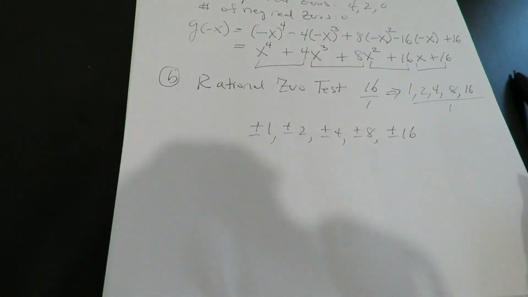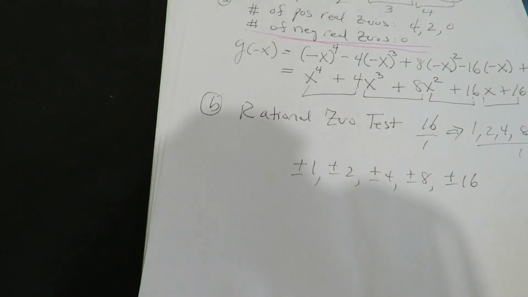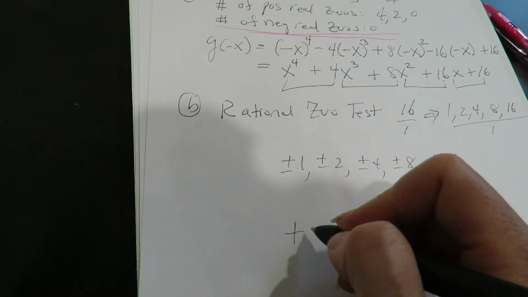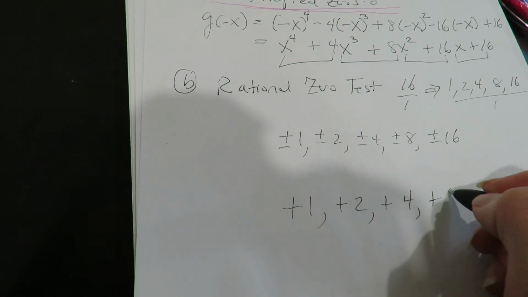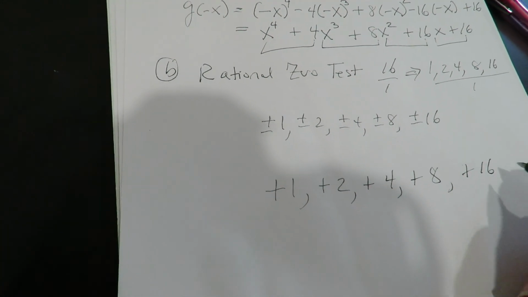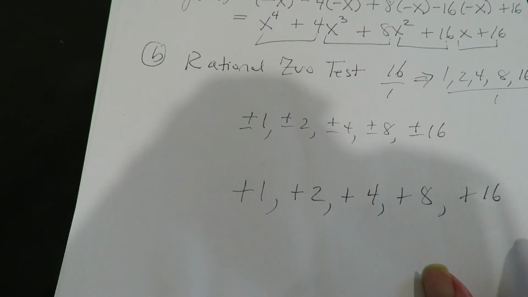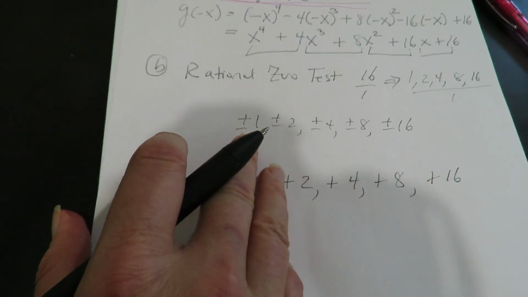Now we just learned previously that we have no negative real zeros, so there's no point in testing any of the negatives. You would only want to test the positives, which is great because that now makes your guessing easier because you've eliminated half of the options, which is really great. All right, so now let's start with the testing.